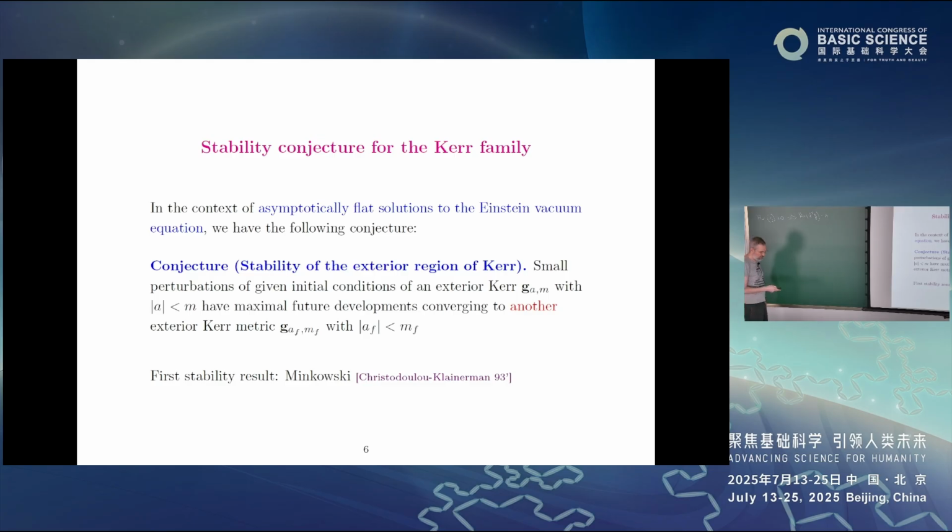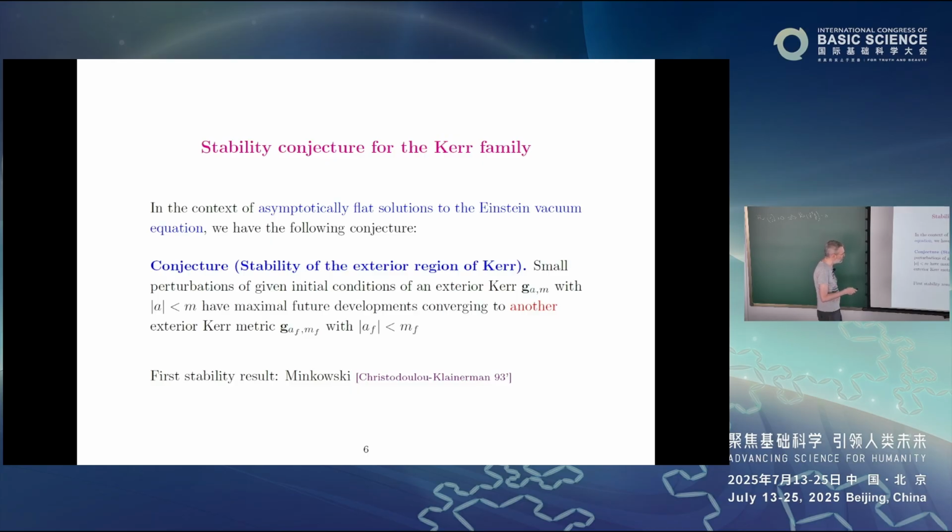Okay, so let me make a connection with a previous stability result. Of course, before doing that, you want to start with the simplest solution, which is the Minkowski spacetime. And the Minkowski spacetime has been proved to be stable in the monumental work of Christodoulou and Klainerman. Okay, so here what I will focus on is this conjecture.